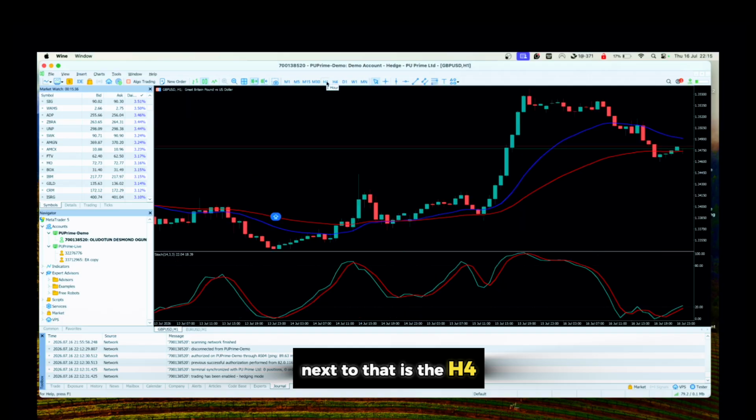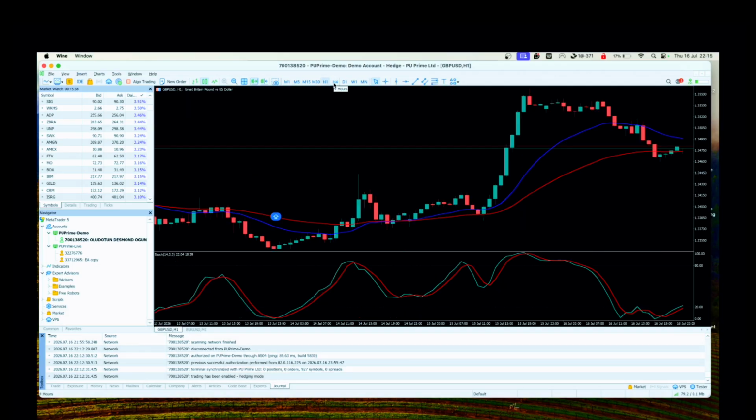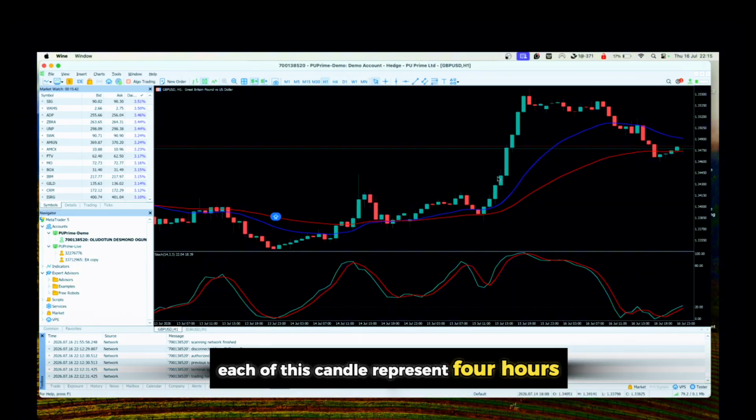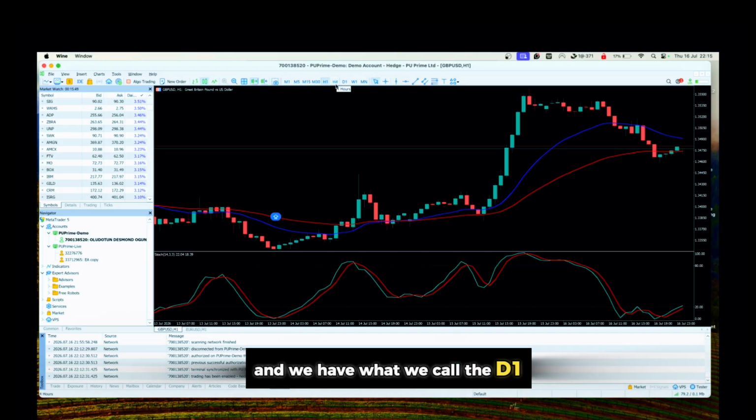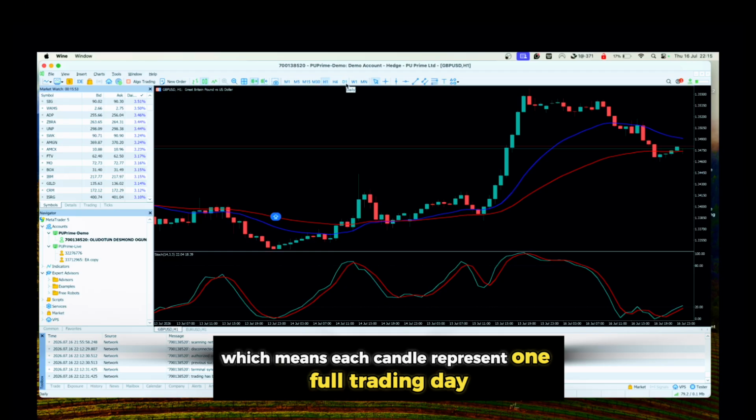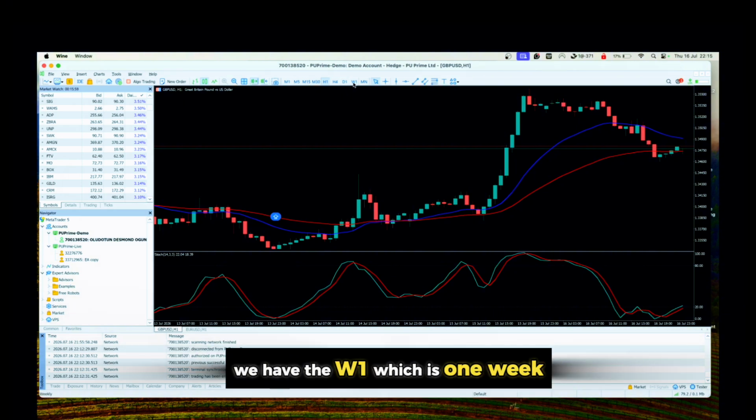Next to that is the H4. It means each of this candle represents 4 hours. And we have what we call the D1, which means each candle represents 1 full trading day. We have the W1, which is 1 week. We have the MN, which is also 1 month.